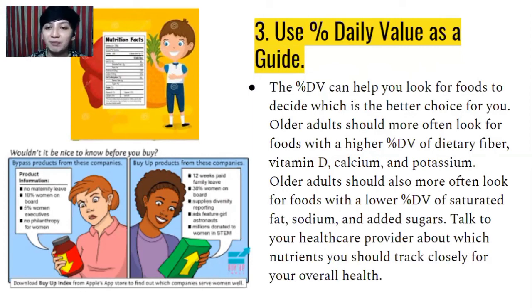Older adults should also more often look for foods with a lower percentage daily value of saturated fat, sodium, and added sugars. Talk to your healthcare provider about which nutrients you should track closely for your overall health. Not just one, but overall, from the top of your head up to the soles of your feet.